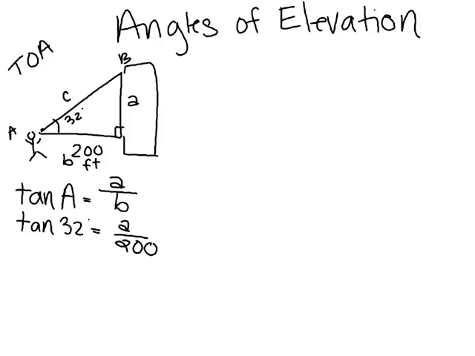So to get the little a alone, A equals 200 times the tangent of 32. 32 tangent times 200 equals 124.97. You can round that up, 125. Is that the height of our building?